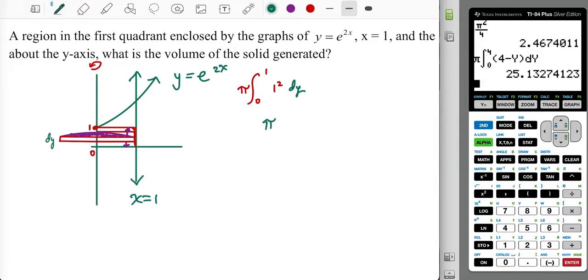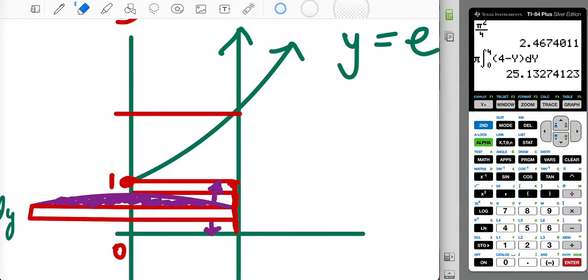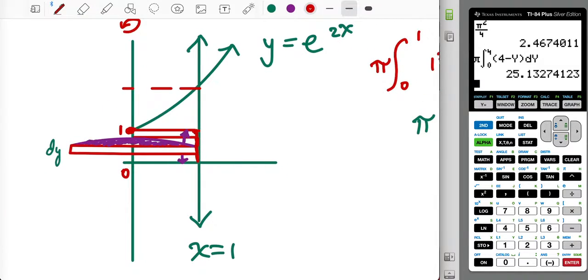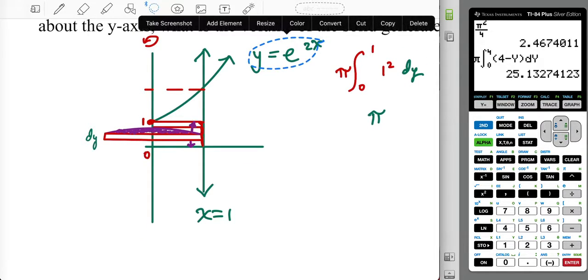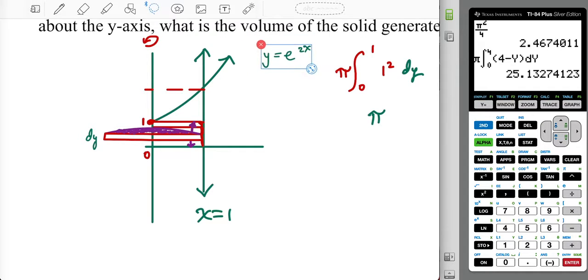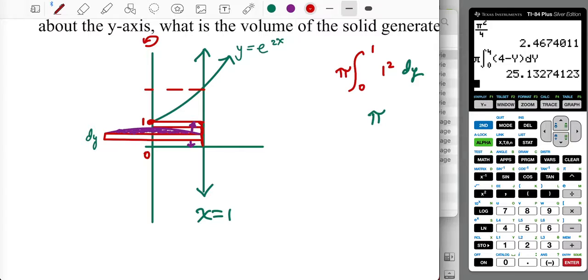Now this other part is going to get us all the way up to this location. I'm going to make it dashed. That location is what you would get if you evaluated the y equation for an x value of 1. Plug in a 1 for x, and we're looking at e to the 2 times 1, which is e to the second power.